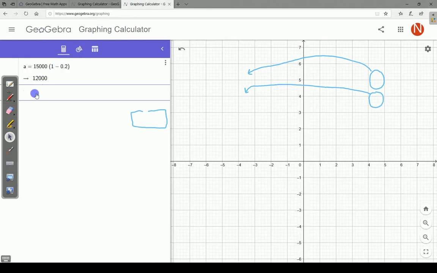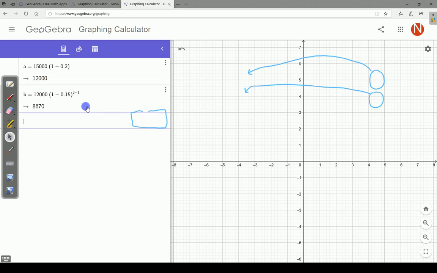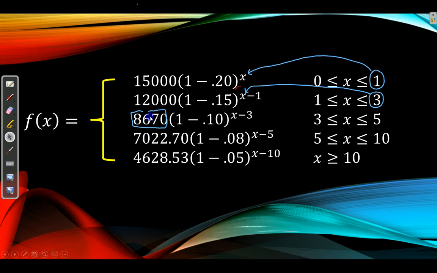So now I'm going to do the second equation. 12,000 times 1 minus 0.15 to the power of 3 minus 1. Just plugging in the 3 for the x. The minus 1 is still there. And that gives me 8,670. You'll see that is what I used right here for my next equation. So the ending of the second equation is the beginning of the third. You should be able to follow that pattern to get the rest of your equations. You should have 5 in total. Good luck.